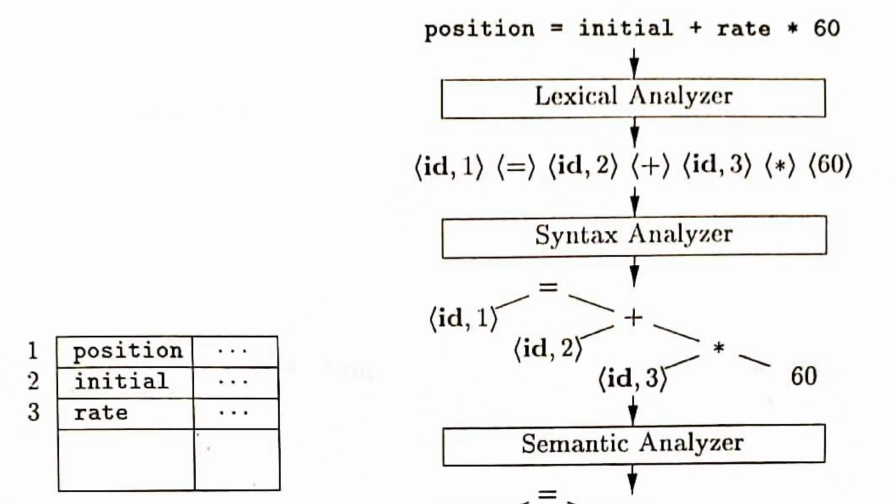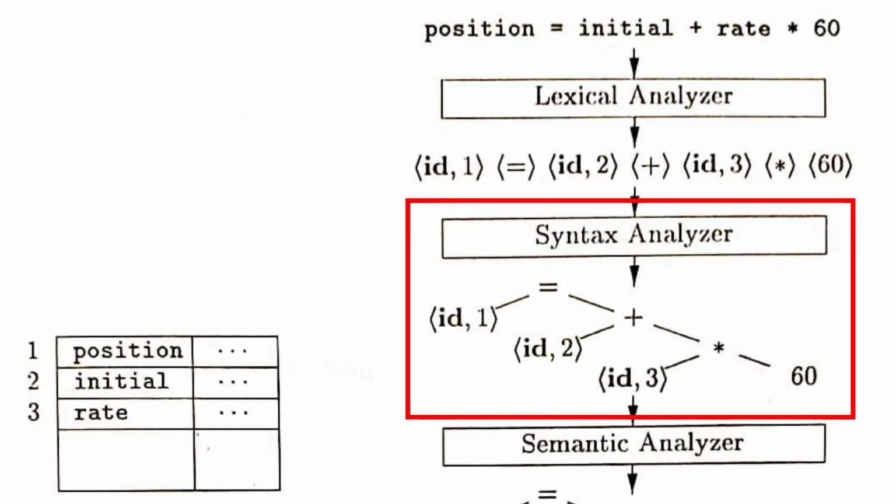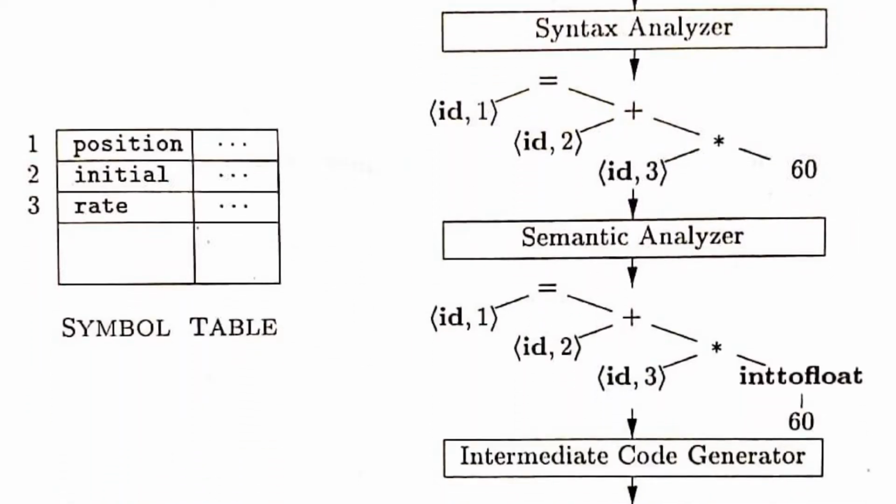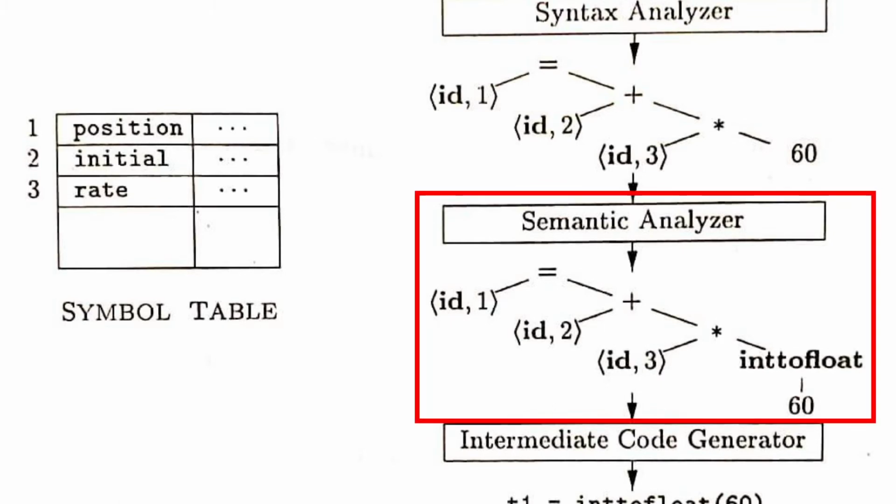The second phase of the compiler is syntax analysis, or parsing. It uses the components of the tokens produced by our lexical analyzer to create a tree-like intermediate representation that demonstrates the grammatical structure of the token stream. A typical representation is a syntax tree. In this tree, each interior node represents an operation, and the children of the node represent the arguments of the operation.